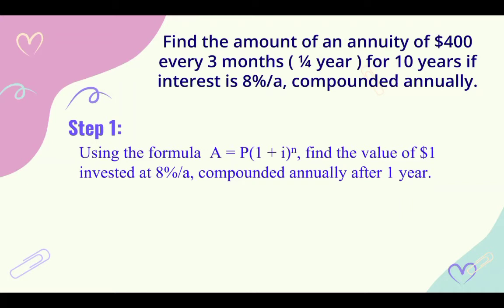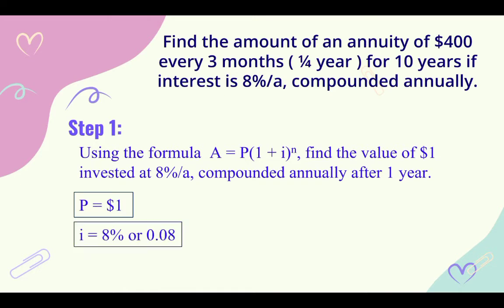Step 1. Using the formula A is equal to P times 1 plus I raised to N, find the value of the first dollar invested at 8% compounded annually after 1 year. Okay, the value of our P is $1. I would be 8% or 0.08, and our N is 1 year, so 1. So 1 times 1.08 raised to 1 is 1.08.